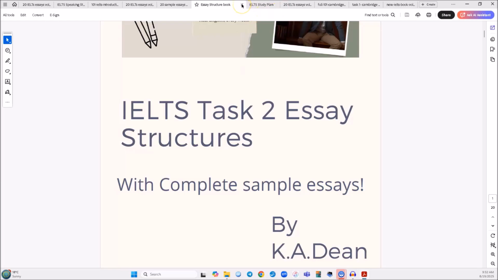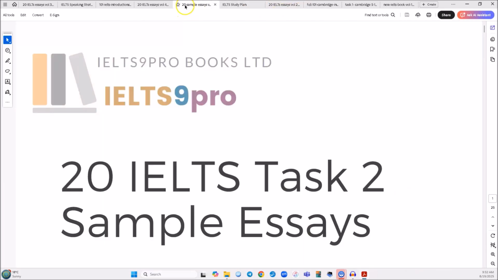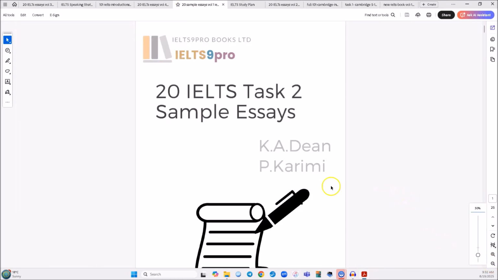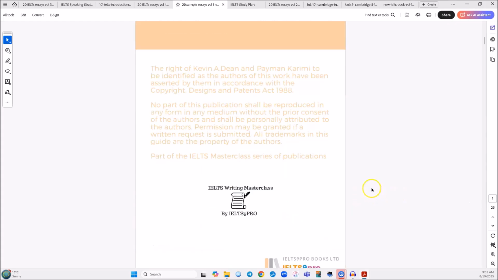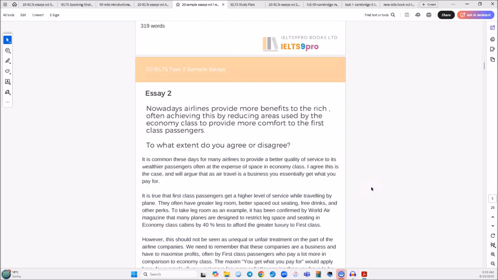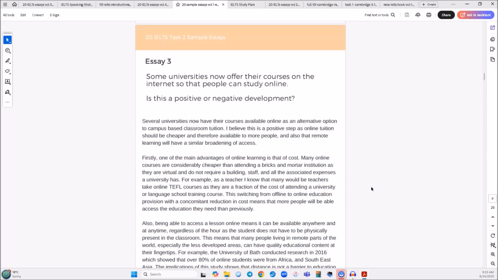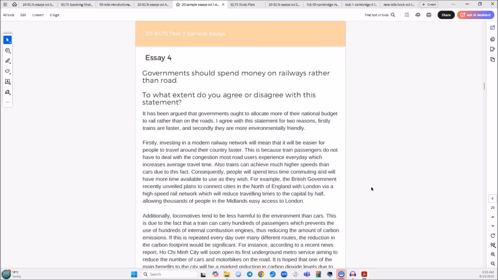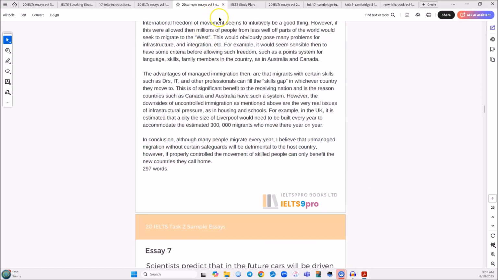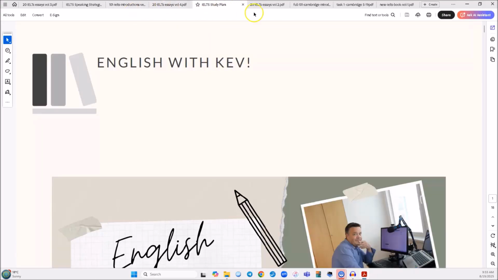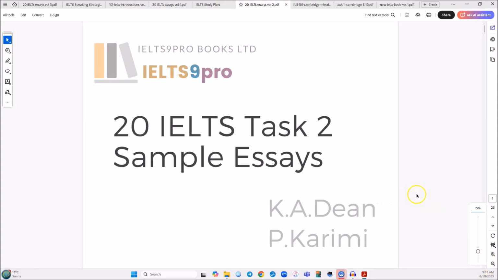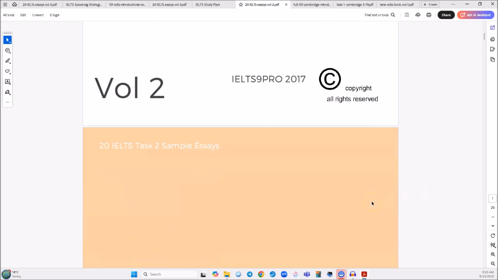So that's the first one, and then I've got 20 sample essays written again with Payman, and different essays, you know, different essay types. You've got agree or disagree, opinion essays, positive or negative development, opinion essays. So that's volume 1, and I've got volume 2, the same thing, 20 essays. So it's easily over 100 samples here, all right?